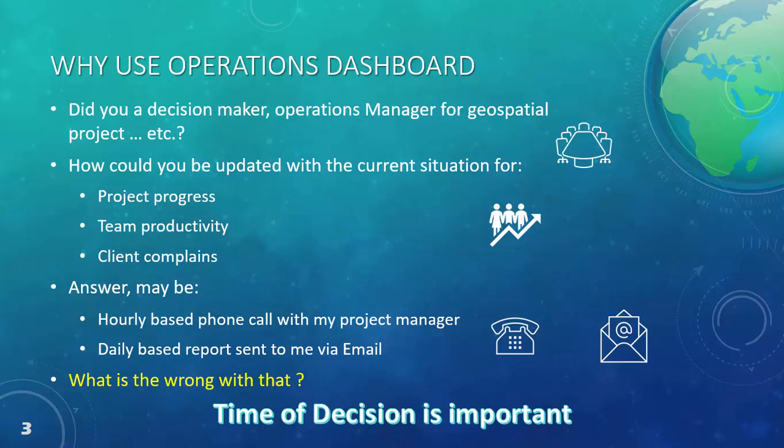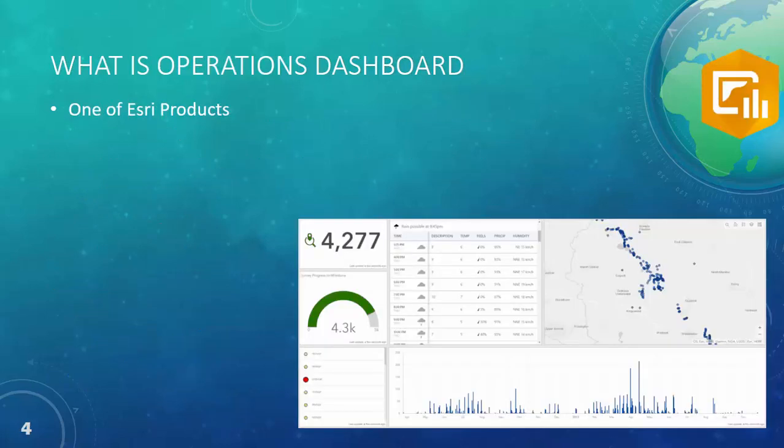So if there is any delay, assume you are working with a water company and something is wrong with the water pipeline, and it needs some fixes. So you cut off the water from many customers, and these customers start to complain. If you don't know what is currently happening and when this issue will end, you cannot handle this problem correctly, and you may lose some interest from your customers. So time is very important. So that's why we use the operational dashboard.